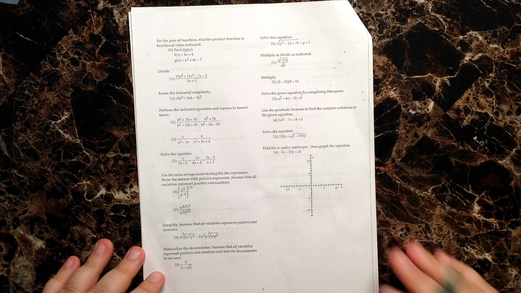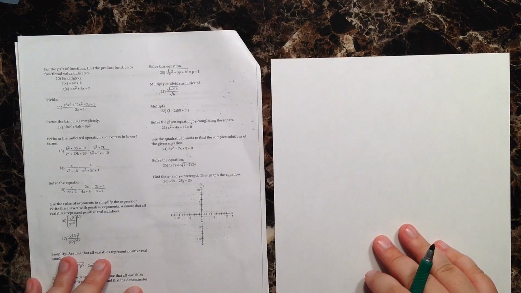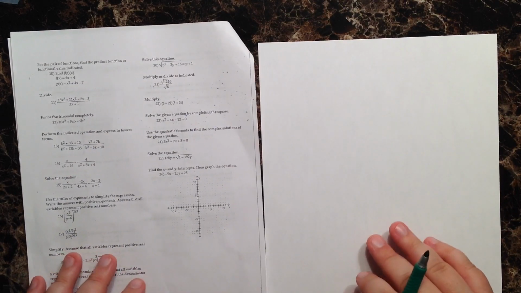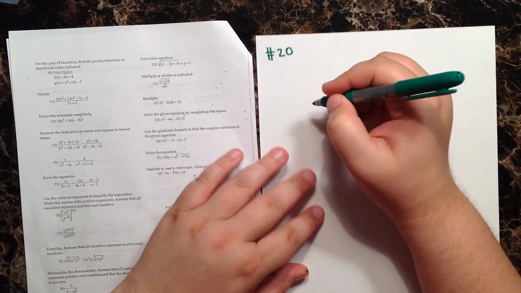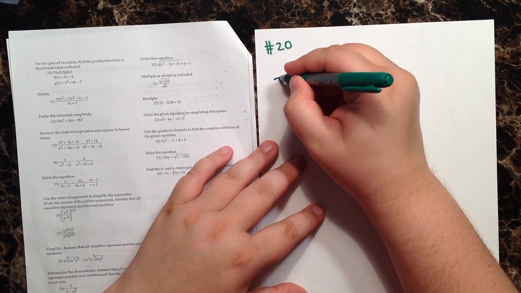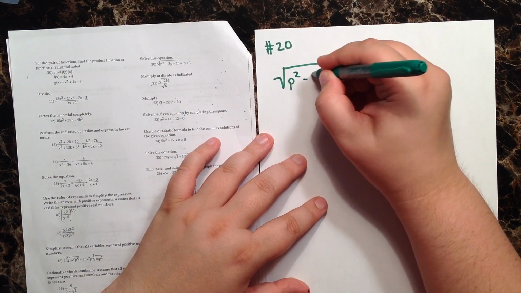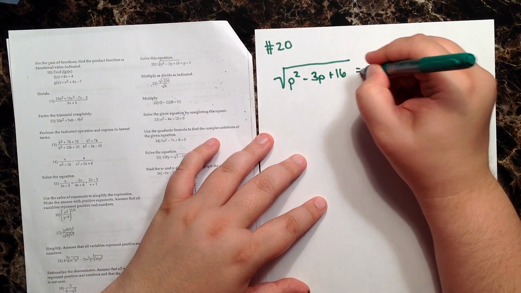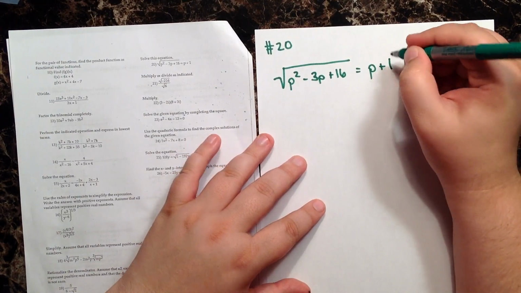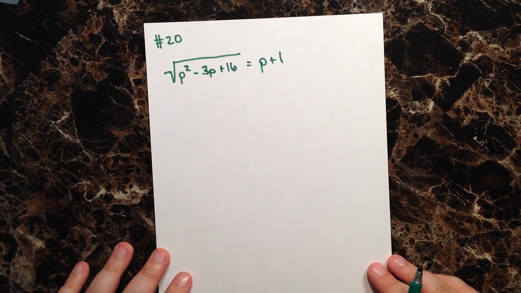We are on question number 20, and so without further hesitation, let's get into it. The directions for number 20 are simply to solve the equation. The equation they give us to solve is the square root of p squared minus 3p plus 16 equals p plus 1. We'll set that aside and go ahead and work on what they've given us.